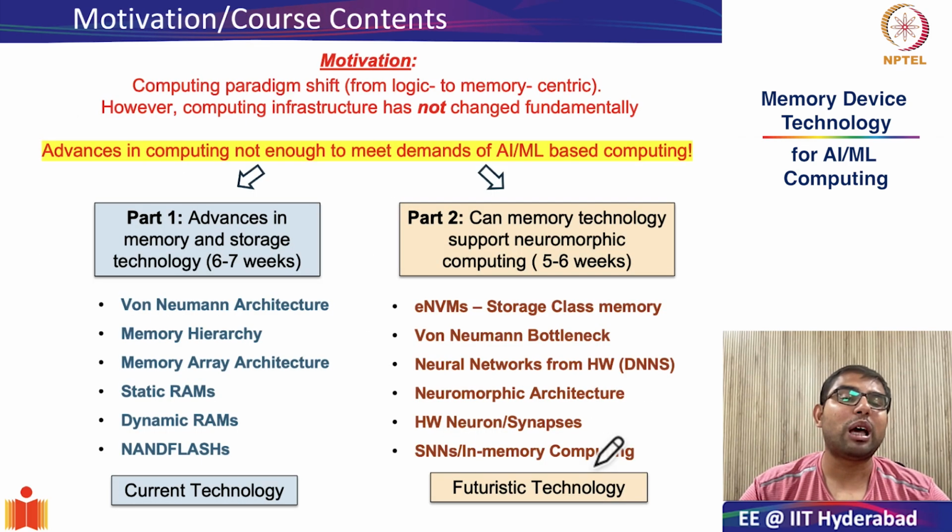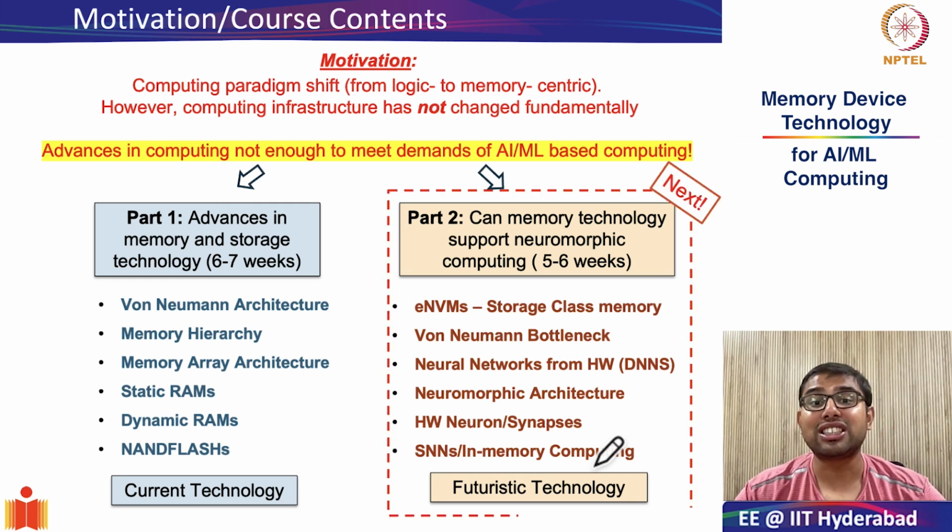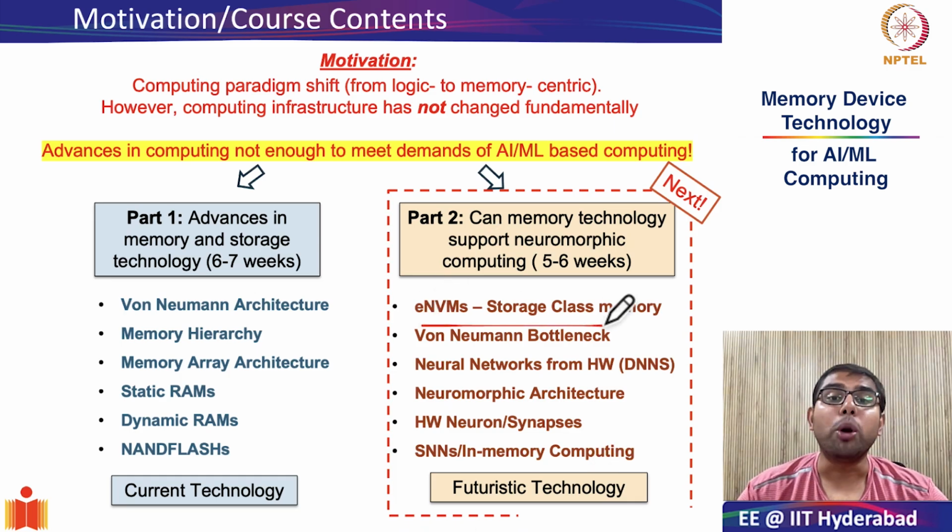With this, we have concluded our part 1, which dealt with understanding advances in memory and storage technology. Next, we move to looking at the very important question: can these memory technologies that we have studied now, and also eNVMs, support more brain-inspired neuromorphic computing? See you in the next class, where we will begin looking at eNVMs, which are storage class memory.